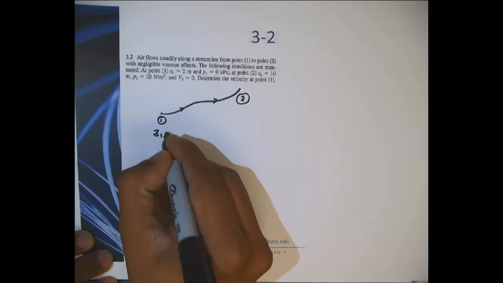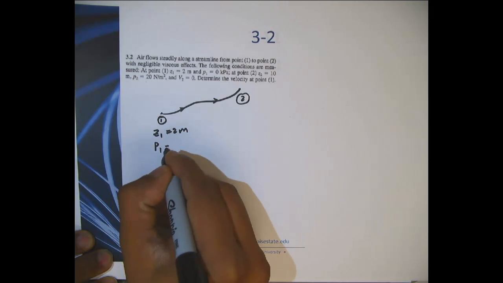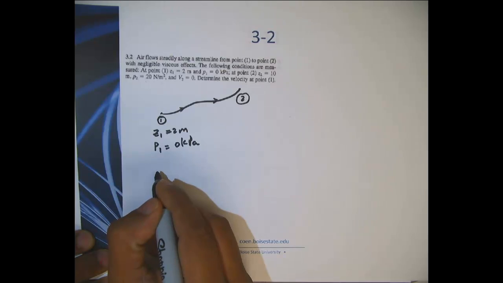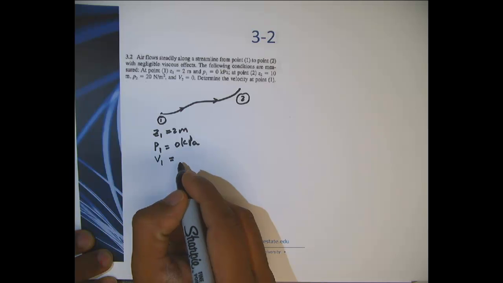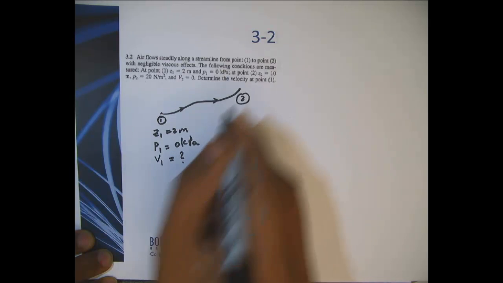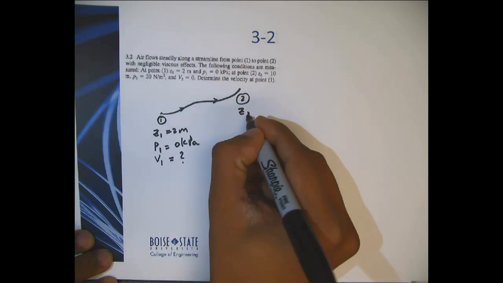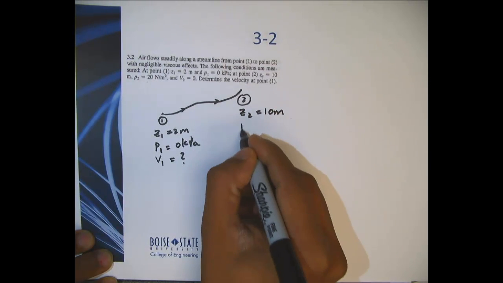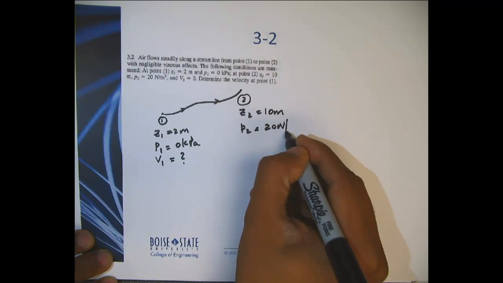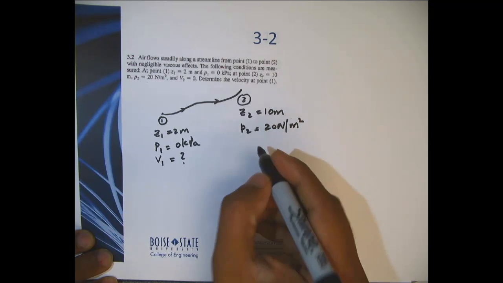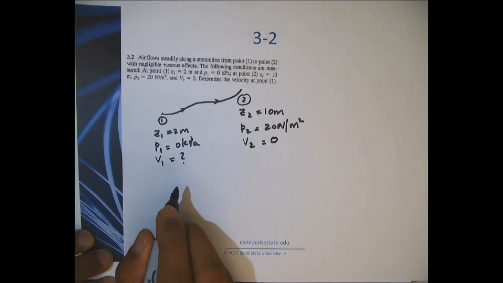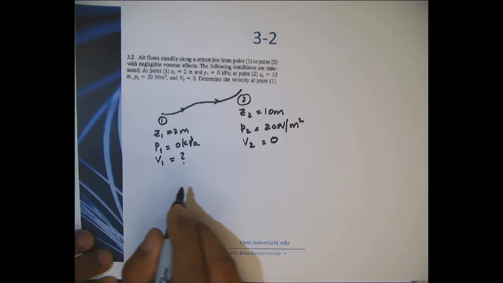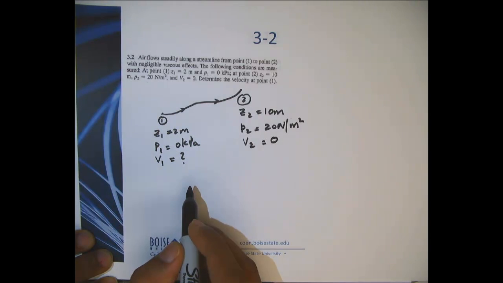We're given z, and we're given a p, which is 0 kilopascals. We know we have a velocity there, but we don't know it yet because we have to find that. Z2 at point 2 is 10 meters. P2 we know is 20 Newton per meter square. And the velocity at 2 is 0. So we decided that we can apply the Bernoulli equation because of the steady airflow, negligible viscous effects, and we can apply it along the streamline.